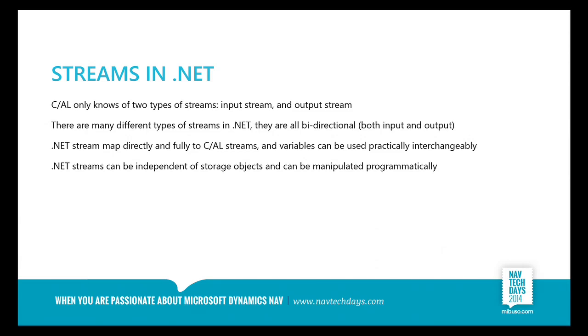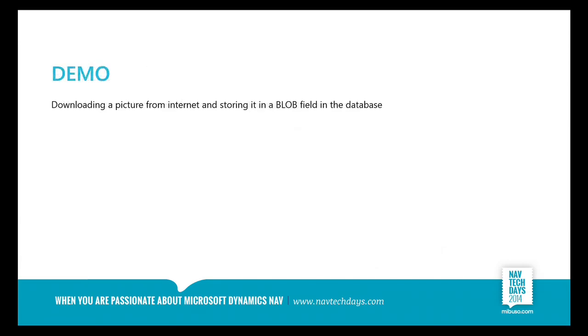Nice thing with streams is that they fully map to CAL streams. So it means that just the same way I use my string variable interchangeably with text, and I was assigning text constants to string variables, you can do the same with streams. So in any place where you could use in-stream or out-stream variable in CAL, you can now use this memory stream from .NET. I'm mentioning memory stream because it's easiest to use, and I will do some demo here. For example, I'm going to download a picture from the internet, and I'm going to store it in a blob field.